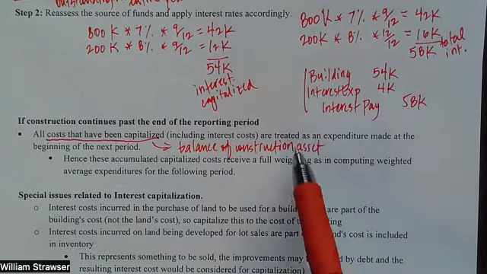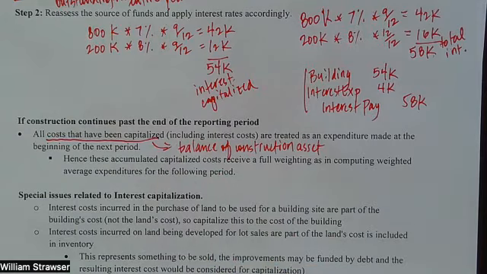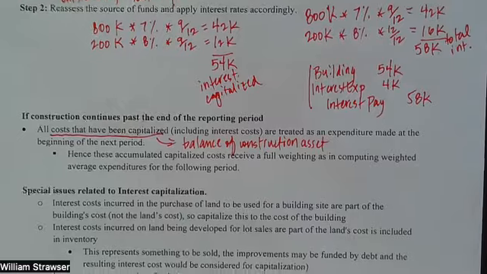So whatever is the balance of the construction asset, and that includes not just the interest we capitalized in the prior year, but all money that we paid, all the materials we bought, everything that was spent on this project, it is an expenditure that is fully weighted at the beginning of the next period. And that's how you treat that.